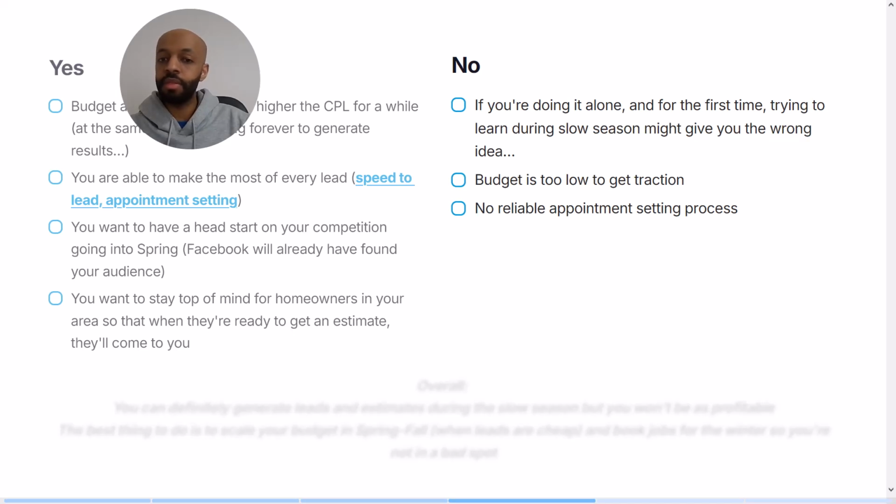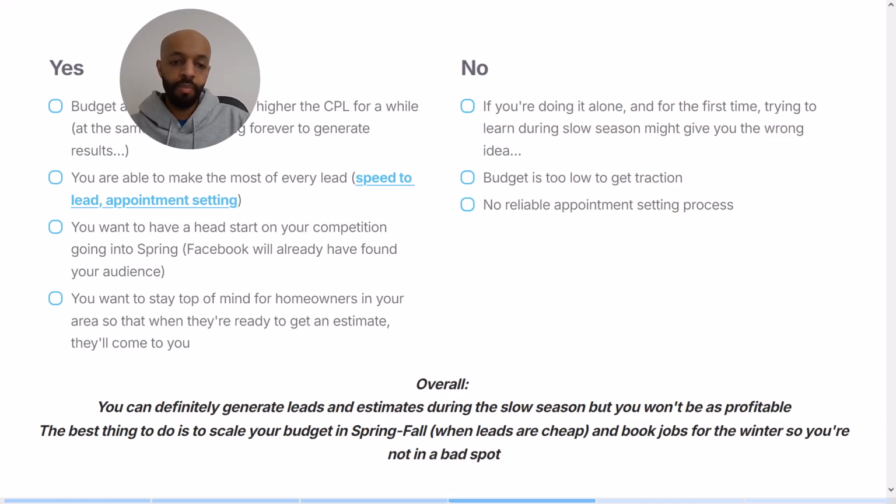If you're having these difficulties, then I say there's no point trying to run ads during this time because you're probably just going to waste your money. Now overall, like I said, you definitely can generate leads and estimates during this time, but you're just not going to be as profitable. But it's going to be enough to keep your crews busy and to make some profit on top, just not as much as you'd make during your peak season.